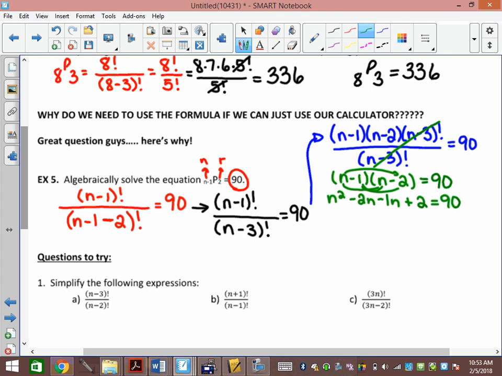Part of your brain should just come out. Move it all to one side, set it equal to 0. You combined were a really good answer. Okay, so teamwork. N squared minus 3n, subtract your 90 over, minus 88 equals 0.